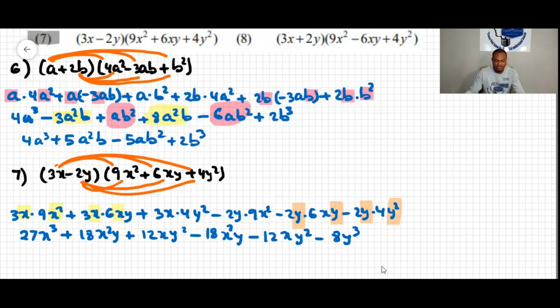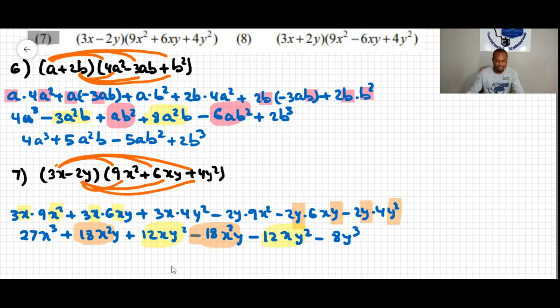Now that we have this, we can also look for like terms in the expression. Let's see, the x cubed, if I look at this x cubed, there's no more x cubed. So let me look at the term with x squared y. I can see this one here. Positive 18x squared y and negative 18x squared y. Is there another x squared y? No more. And then let's take the terms with xy squared. So positive 12xy squared, there also.